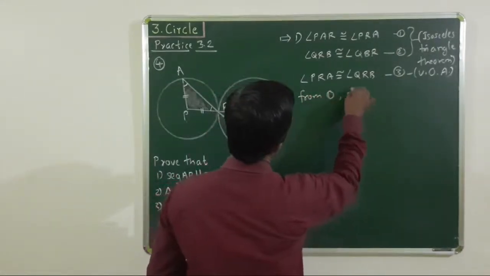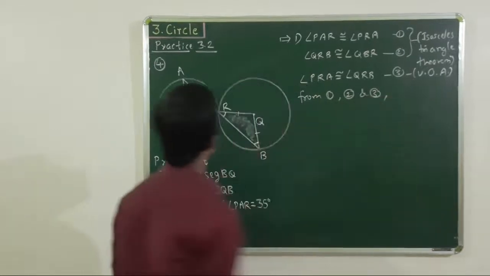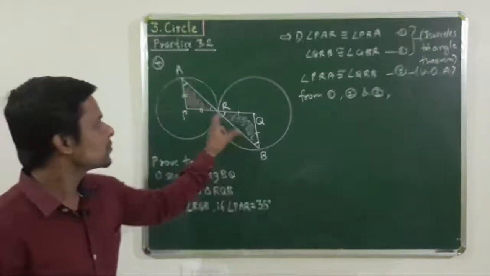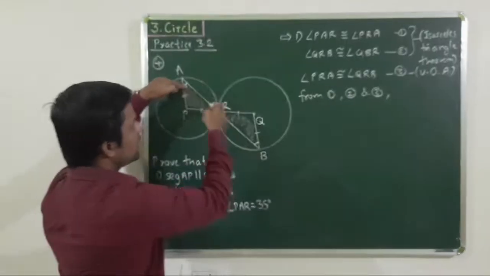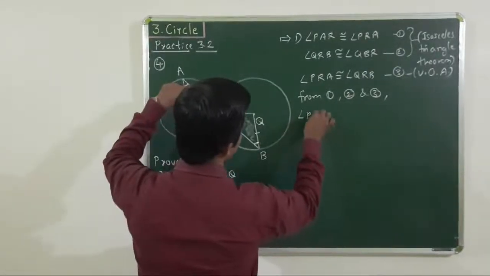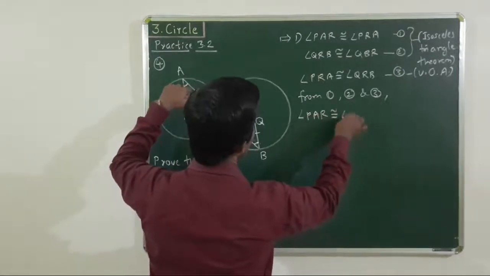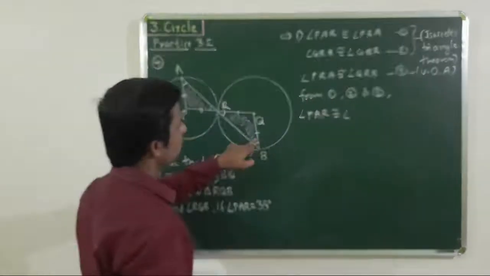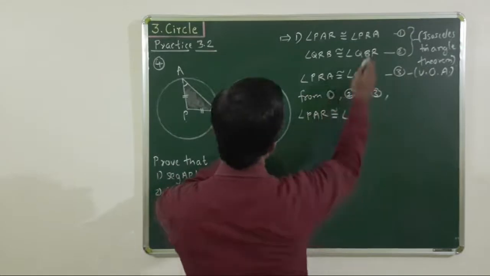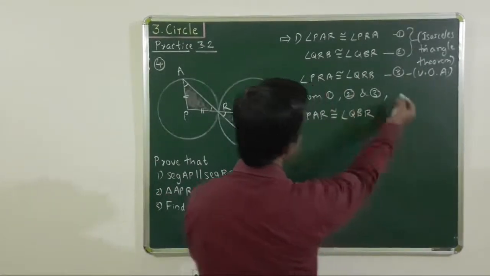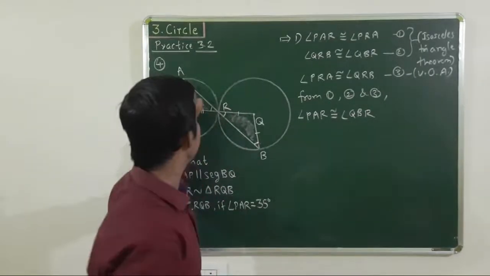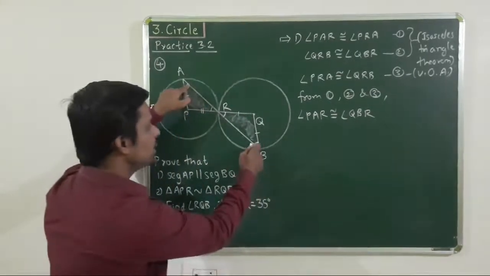From 1, 2 and 3, what can I write? These two are congruent, these two are congruent, these two are congruent. Hence these two angles are congruent, that is, angle PAR is congruent to angle QBR. Reason is from 1, 2 and 3, angle PAR is congruent to angle QBR.